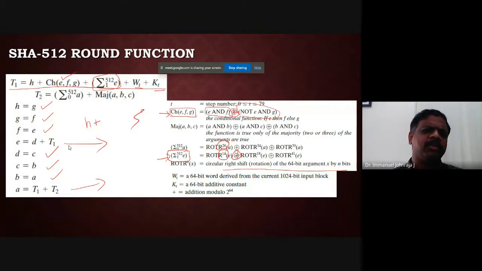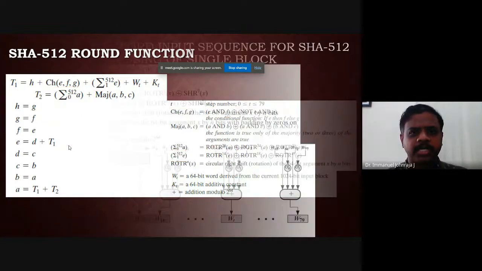Is it all over? How are we exactly getting this W? That is the value which is pending. Because we said it is expanded, it is derived from the original message. But how is it expanded? How are we deriving it? Still that is not explained. Probably I have one more slide to talk about.